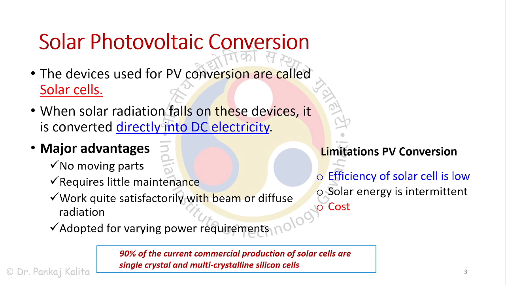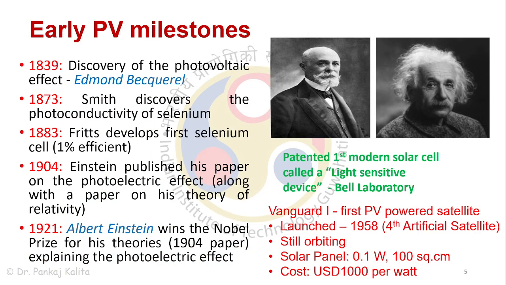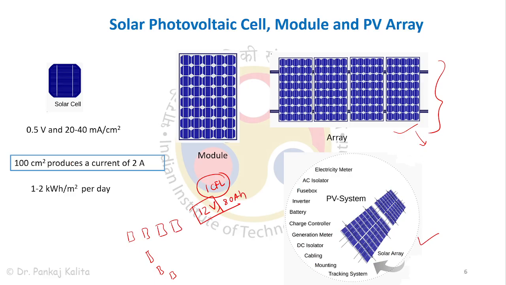Okay. So 90% of the current commercial production of solar cells are single crystal and multicrystalline silicon cells. The applications vary from space to remote radio communication to lighting, powering, pumping. Now vehicles also have solar power for battery charging. So these are various applications. This is the history of PV that I will leave.